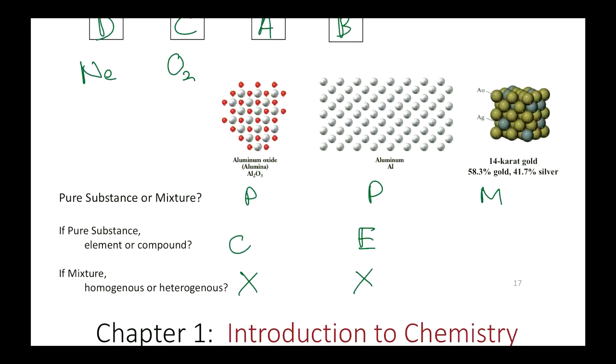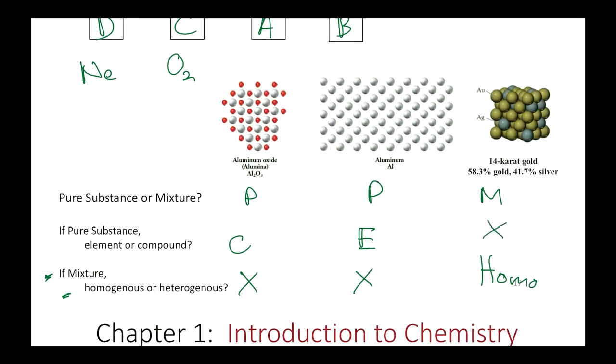But this one's tricky. So now it's this one. Okay? If it's a mixture, is it homogeneous or is it heterogeneous? It is homogeneous, yes. Because if you just think about 14 karat gold, yes, it should be gold, that quality uniformly. Oh, I can't just put H. I have to put homo within there.